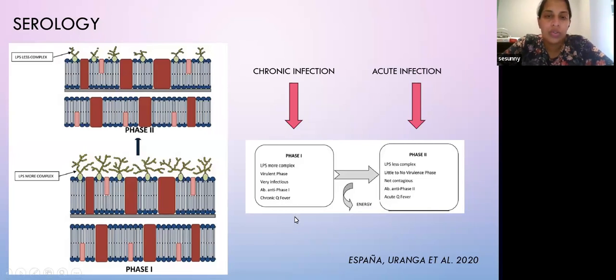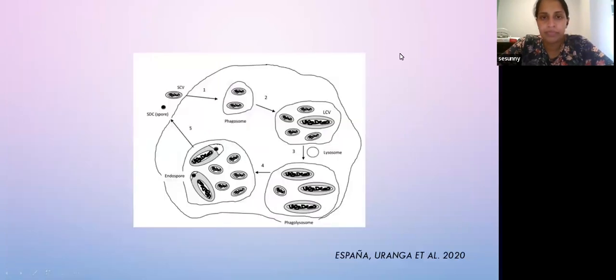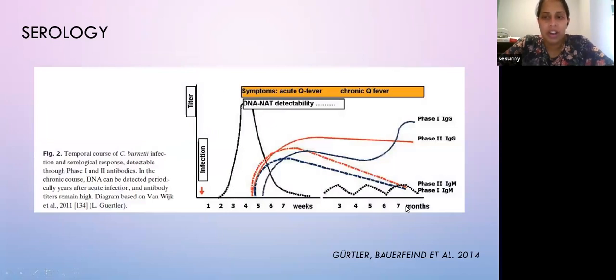So when we refer to antibodies against phase 1, we talk about chronic infection. And when we look at antibodies against phase 2, we're talking about acute infection. So this is just a graphical representation of the antibody production. Usually it starts at about 2 to 3 weeks after the occurrence of infection, and it can persist for months, sometimes years to lifelong.